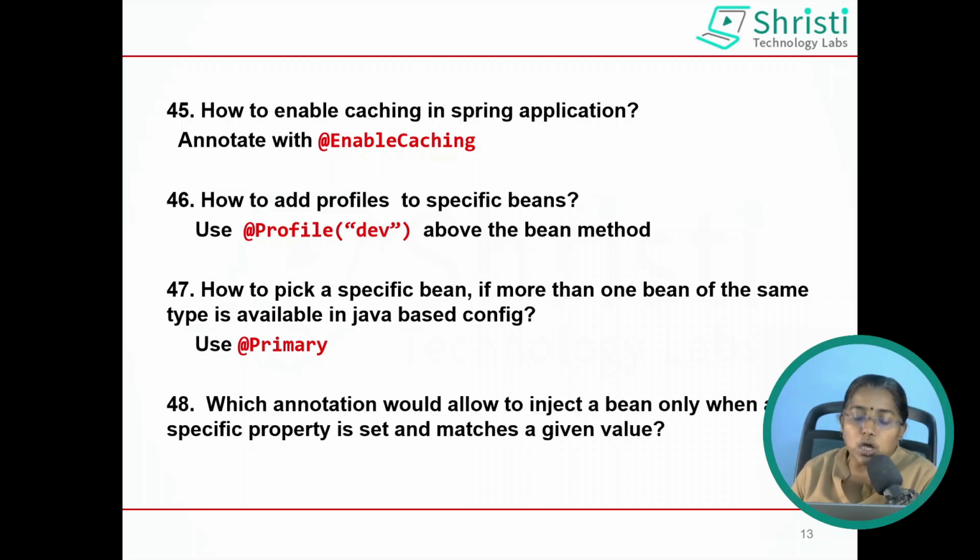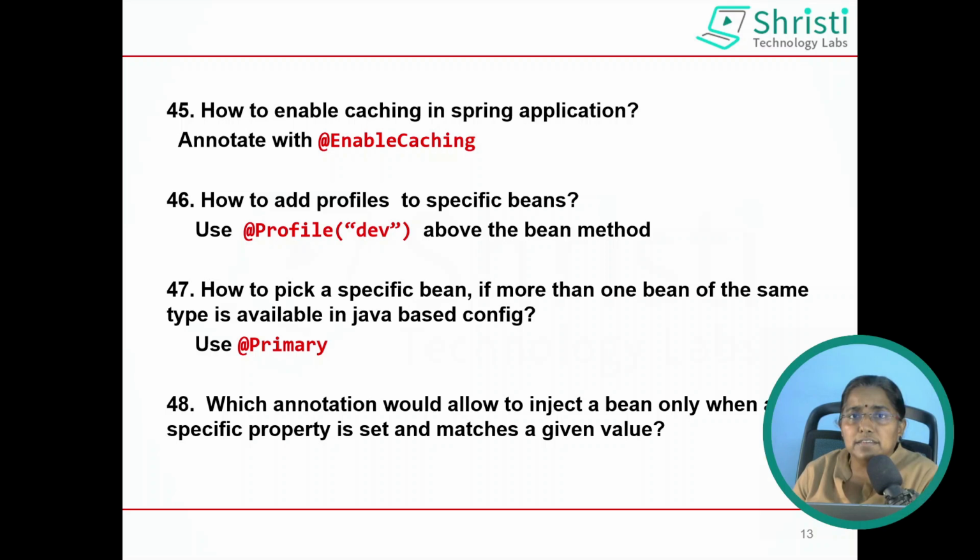Next question. Which annotation would allow to inject a bean only when a specific property is set and matches a given value? In a configuration file, I have got many Spring Bean definitions. In one bean definition, the Spring Bean should be created only if a particular condition is met. The condition is provided in the properties file. So, what is the annotation that I need to add to check for a particular condition that is given in the properties file? Based on that, the bean object should be created.